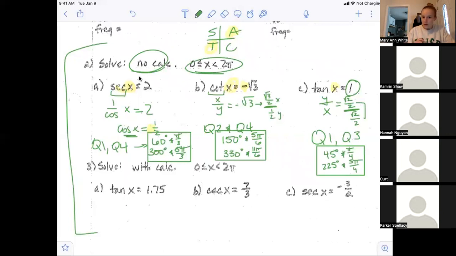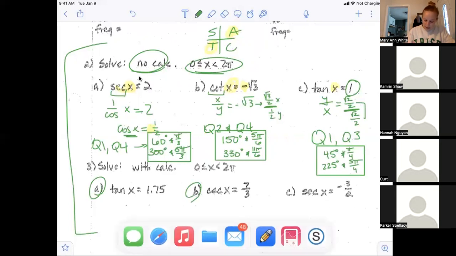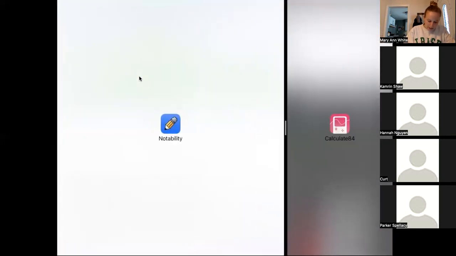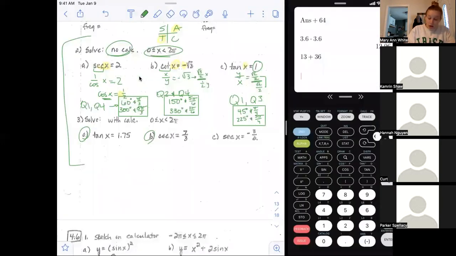Any questions yet? Okay, at least want to do A and B. If I have to stop at that point, that's okay. Now you need your calculator out. I'm pulling my calculator up. This one says we're solving with the calculator. So that's how I know I'm okay to use my calculator.